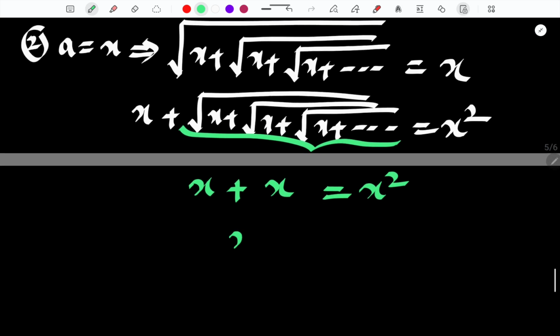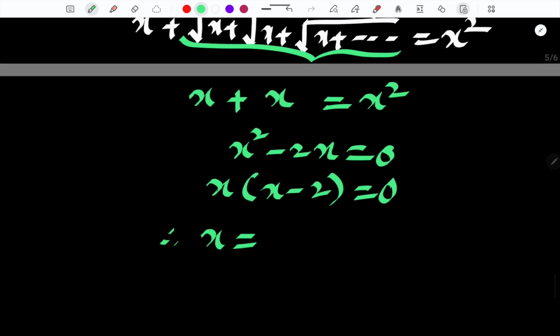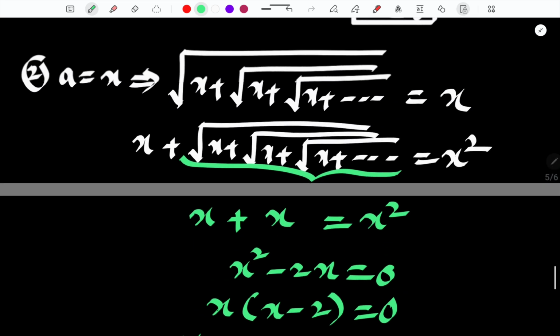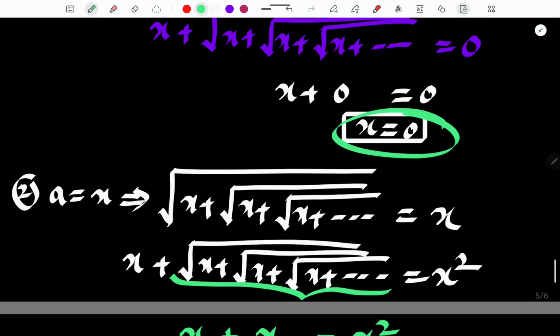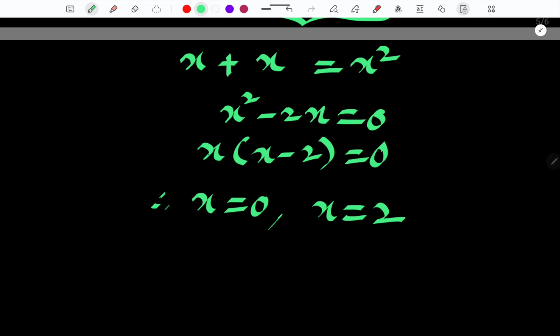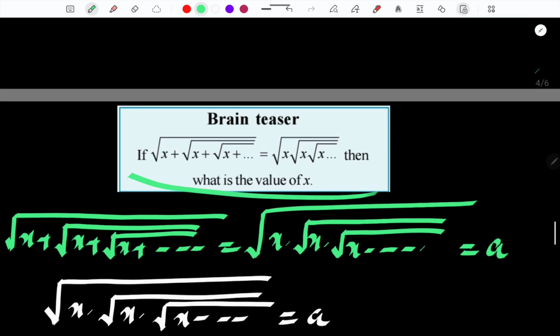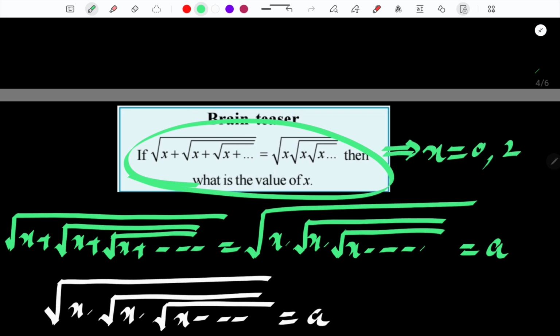If you simplify this, you will get x square minus 2x equals 0. Therefore x into x minus 2 equals 0. Therefore from this you will get x equals 0 and x equals 2. Here we got two values of x, and the one value we got in the first case is already here. Therefore, the final value of x is x equals 0 and x equals 2. So the value of x which will satisfy this brain teaser is x equals 0 comma 2.